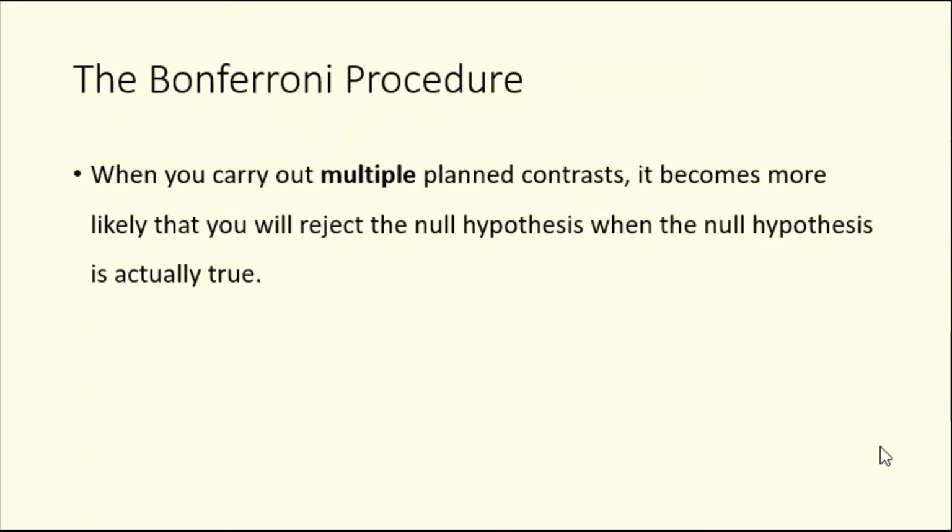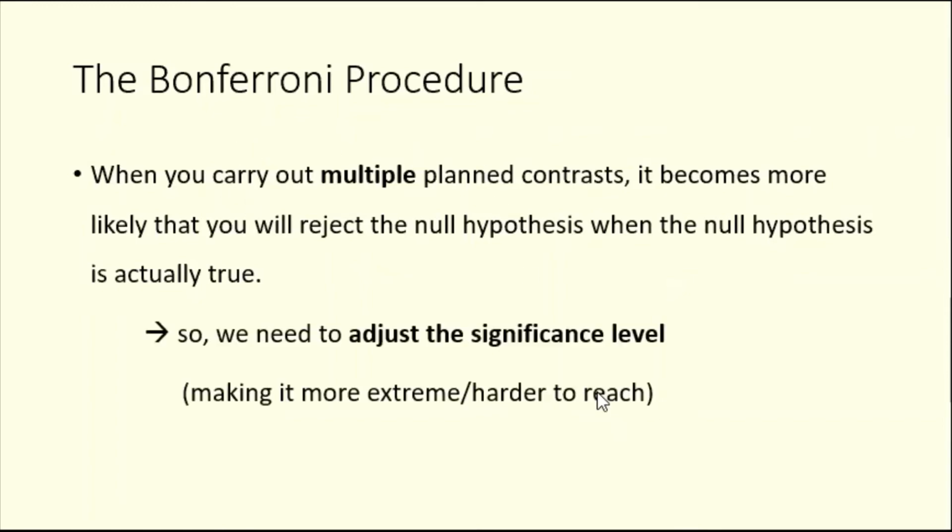And so often we don't use the Bonferroni procedure when we're only making 2 or 3 planned contrasts, but if we're making lots and lots of planned contrasts, the Bonferroni procedure is actually going to adjust the significance level, making it more extreme, making it harder to reach. And that's going to really bring down the likelihood of making that kind of decision error that we're worried about with making these multiple planned contrasts, inflating that significance level. This is going to really correct that problem.